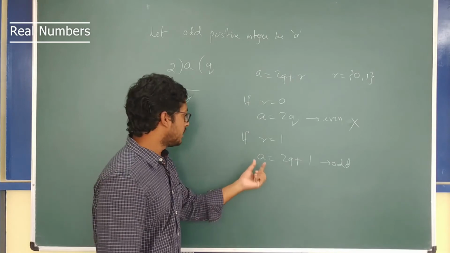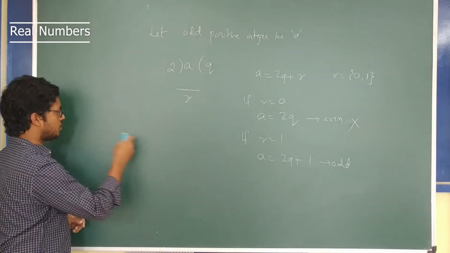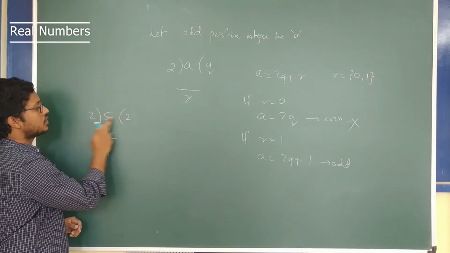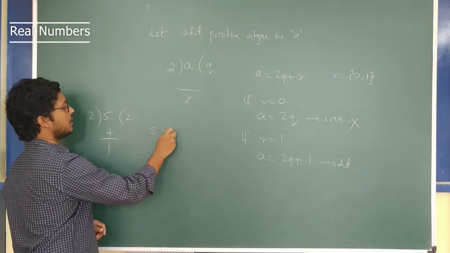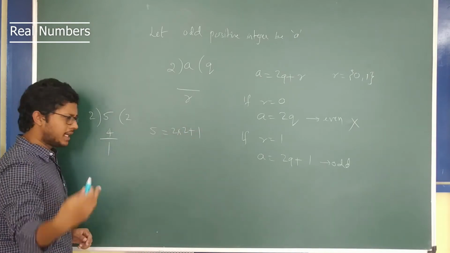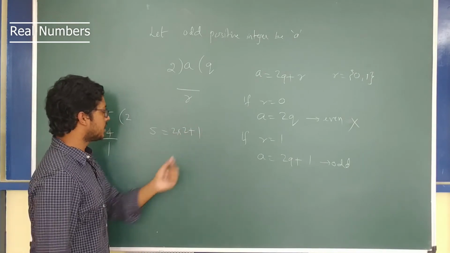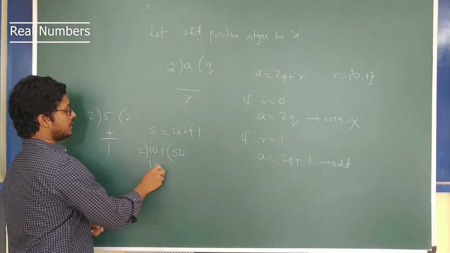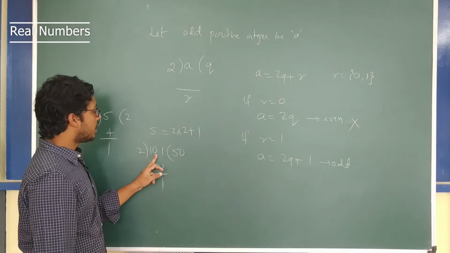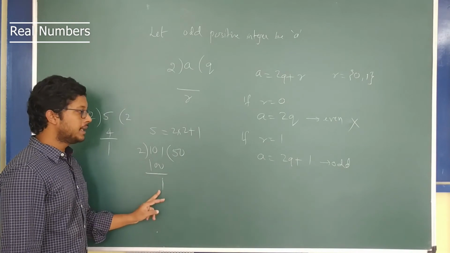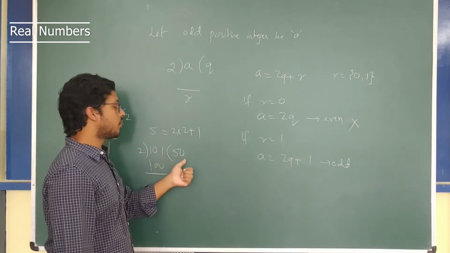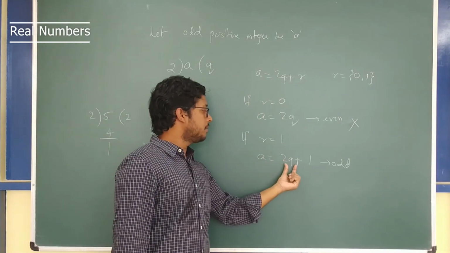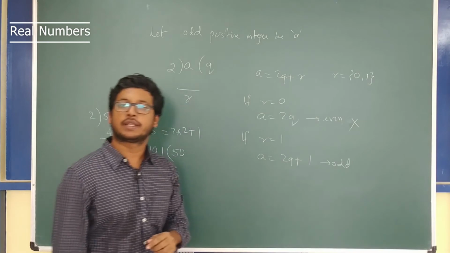Is it correct? Let's take an example, whether it is true or not. If you take 5, 2 twos are 4 and 1 remains. So 5 is written as 2 into 2 plus 1. You take anything, it is again in the form 2q + 1. You take 101. When you divide by 2, it is 50 twos, which is 100, and again the remainder is 1. So 101 is written as 2 into 50 plus 1, which is again in the form 2q + 1. So essentially any odd number can now be written as 2q + 1.